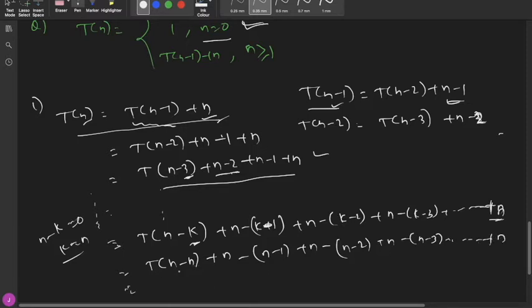Here T of 0 is 1. This is given here only. T of 0 is 1 plus n minus 1. I will be getting 1. Then n minus 2, I will be getting 2. Then 3, then 4. This thing will be going on till n.